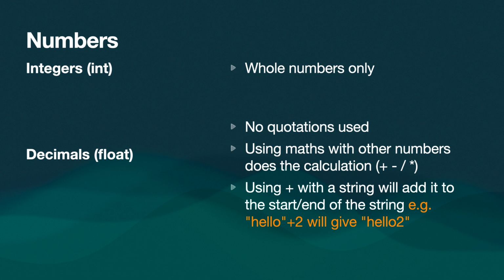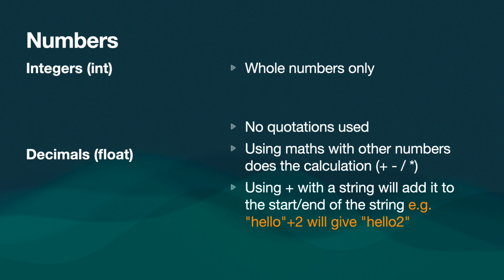Numbers, again, are fairly simple. We have integers, which are whole numbers, and decimals, which are floats. When we use numbers, we don't need quotation marks around them. In fact, you shouldn't use quotation marks around them. Otherwise, they will be treated as strings, so you wouldn't then be able to do maths on them. If you leave the quotations off, they are treated as numbers, which means we can start doing some mathematical operations. The most common being plus, minus, divide, and times.